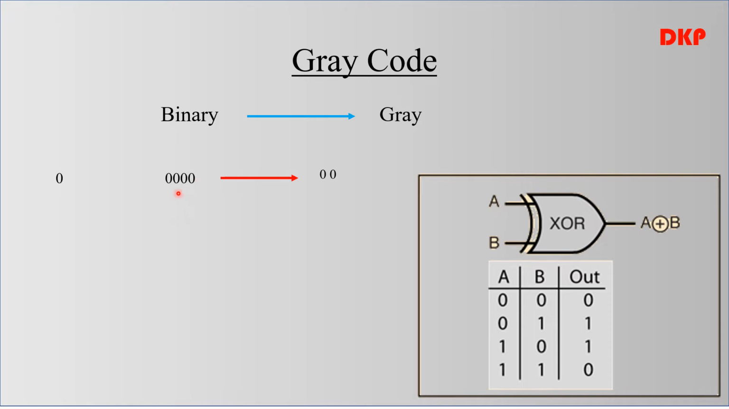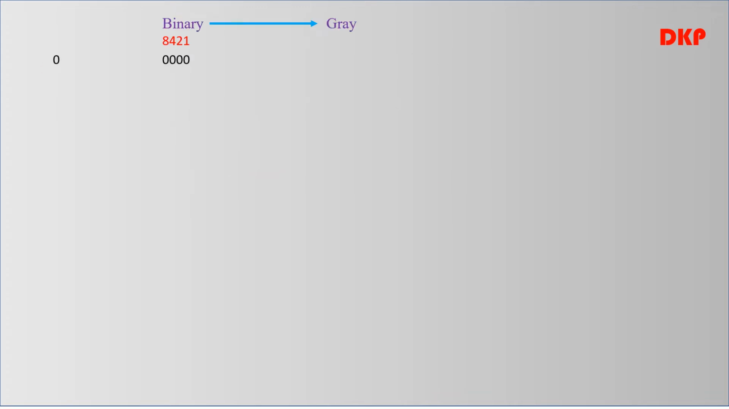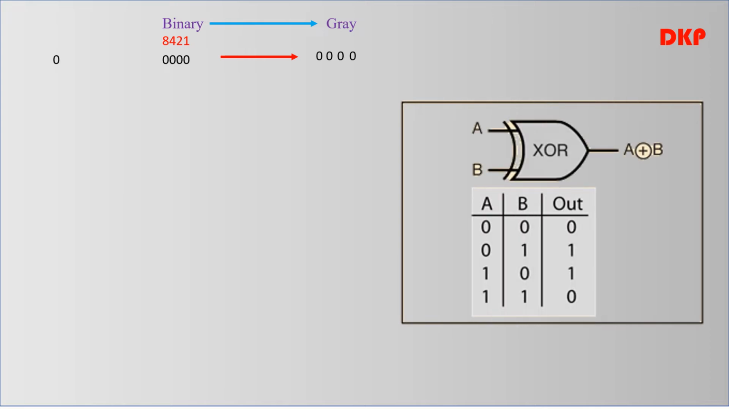Now XOR the second bit with the third bit, so that you will get 0 XOR 0 is 0. Now XOR the third bit with the fourth bit, so that you will get the output as 0. So this is the gray code of the number 0. The binary of the number 0 has been converted to its gray code.